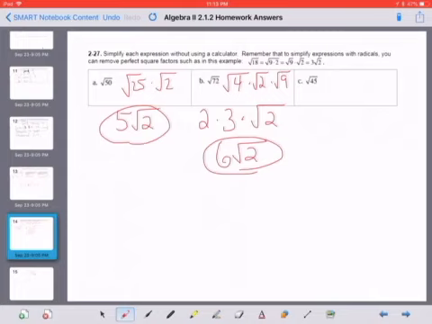The last one is 45. I can do 9 times 5. So I do the square root of 9 times the square root of 5. So I get 3 the square root of 5.